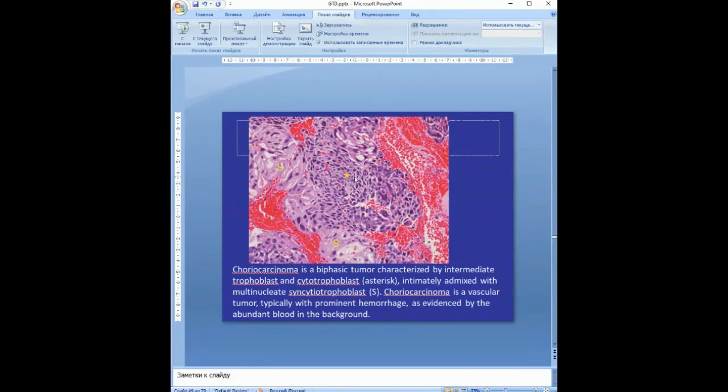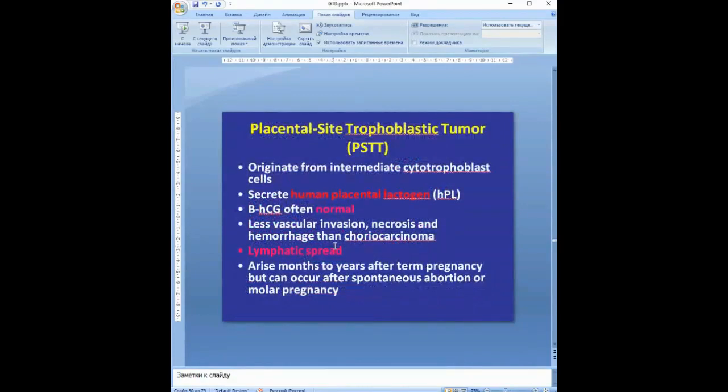Intimately admixed with multinucleate syncytial trophoblast. Choriocarcinoma is a vascular tumor, typically with prominent hemorrhage, as evidenced by the abundant blood in the background. Placental site trophoblastic tumor originates from intermediate cytotrophoblast cells and secretes human placental lactogen. Beta HCG is often normal. Less vascular invasion, necrosis and hemorrhage than choriocarcinoma is typical for placental site trophoblastic tumor.